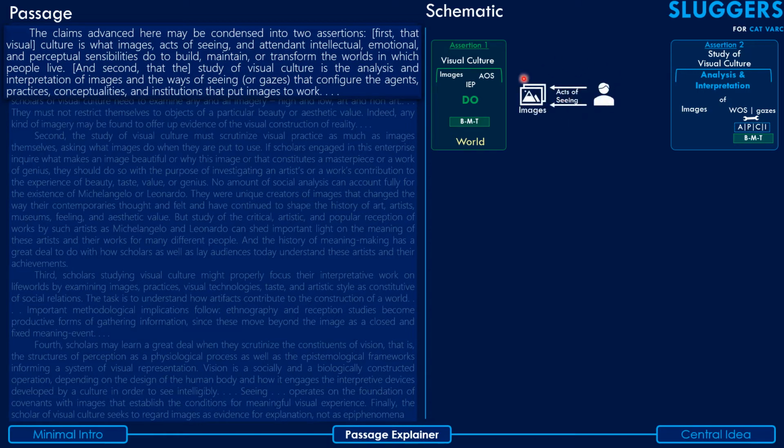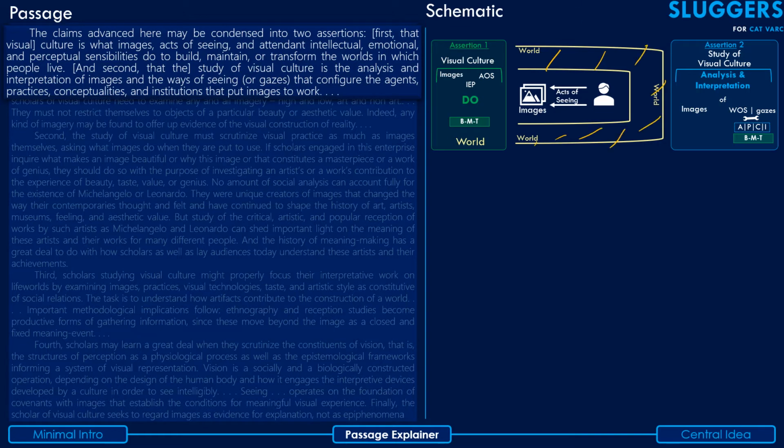First of all, I wanted to consider this very simple scenario of a person perceiving some images. So there are a set of images and there is an act of seeing that is being undertaken by a person. And the person is obviously situated in his world. This region here is the world, the region of the world that the person is situated in. All right, so far, so good.